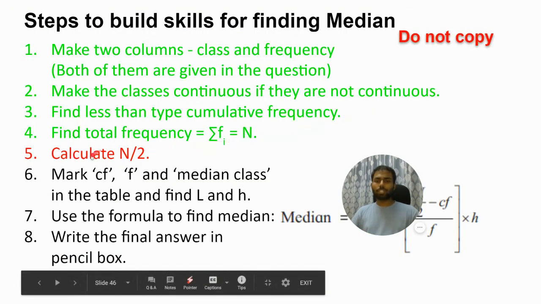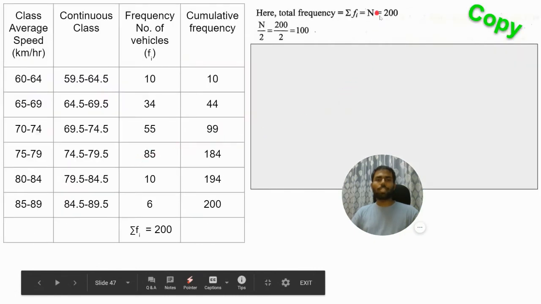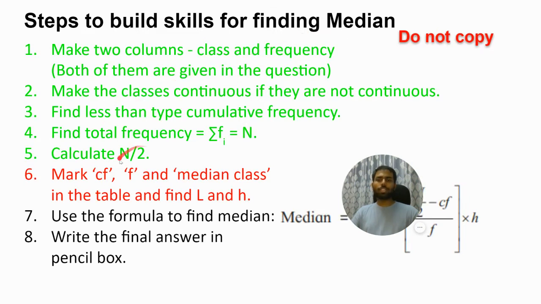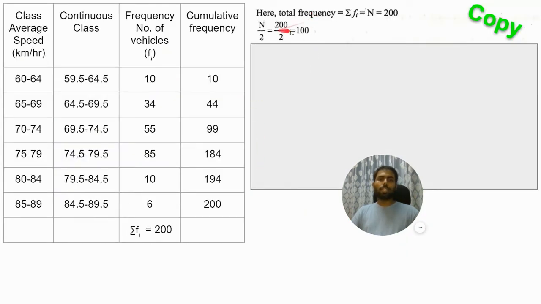Next step, calculate n by 2. So if your n is 200, so n by 2 will be 100. So you've also calculated n by 2. Mark CF, which is cumulative frequency, F, which is frequency, and median class. You have to mark this in the table and then find capital L and small h, right? So कैसे find out करते हैं? जो n by 2 है, इसको compare करो cumulative frequency वाले column से.